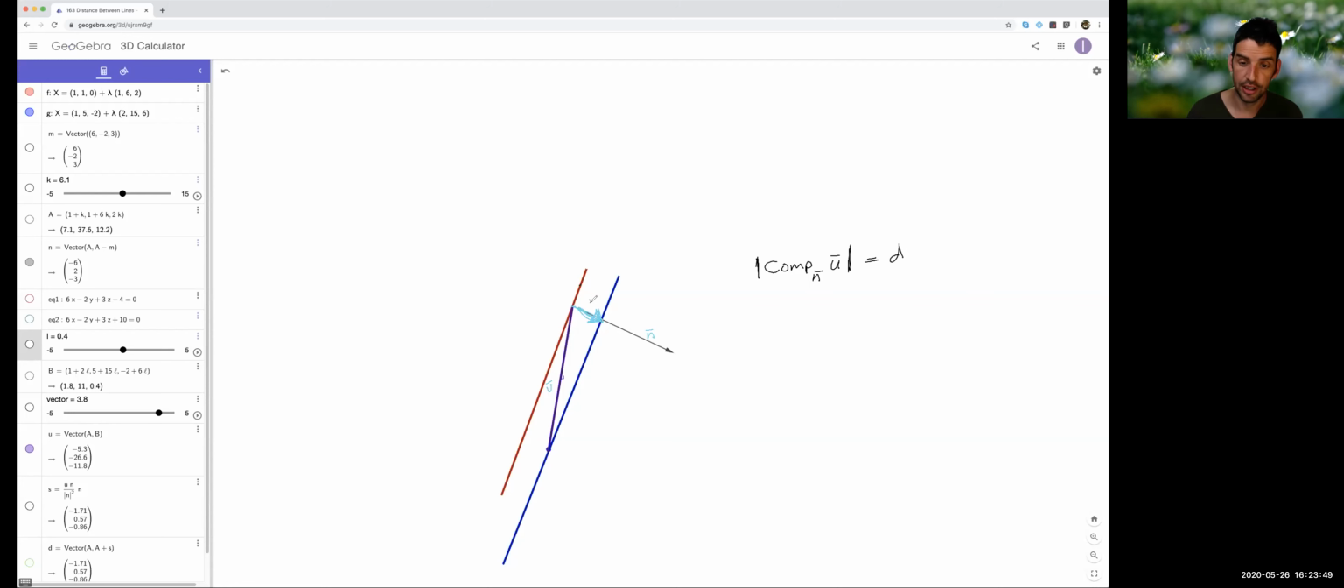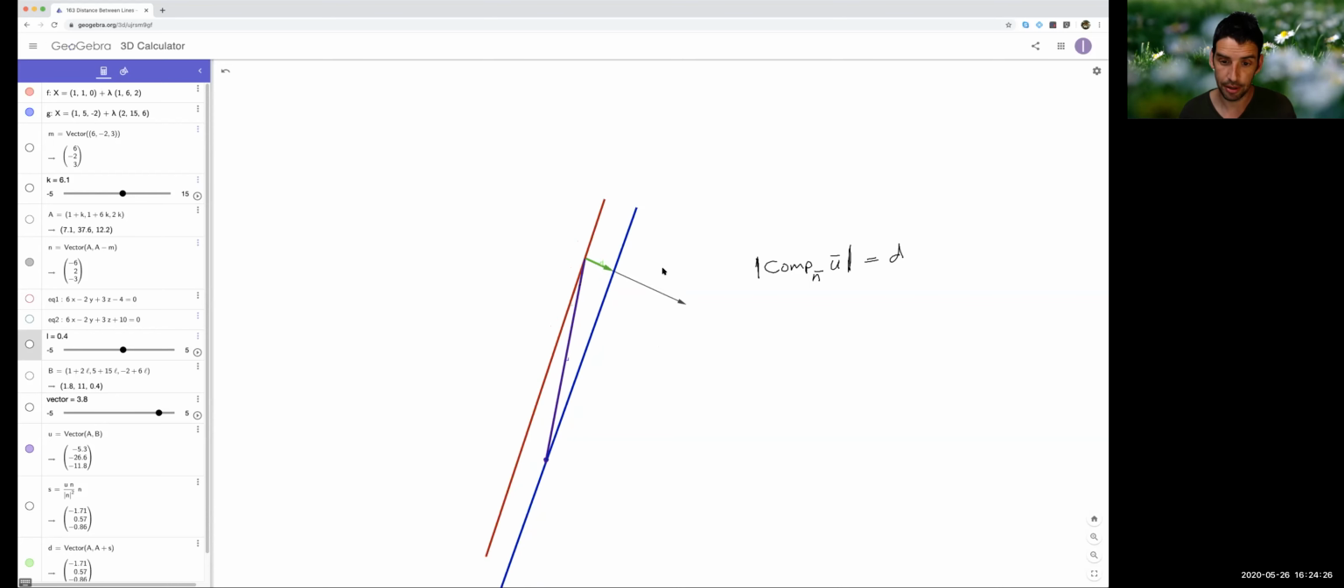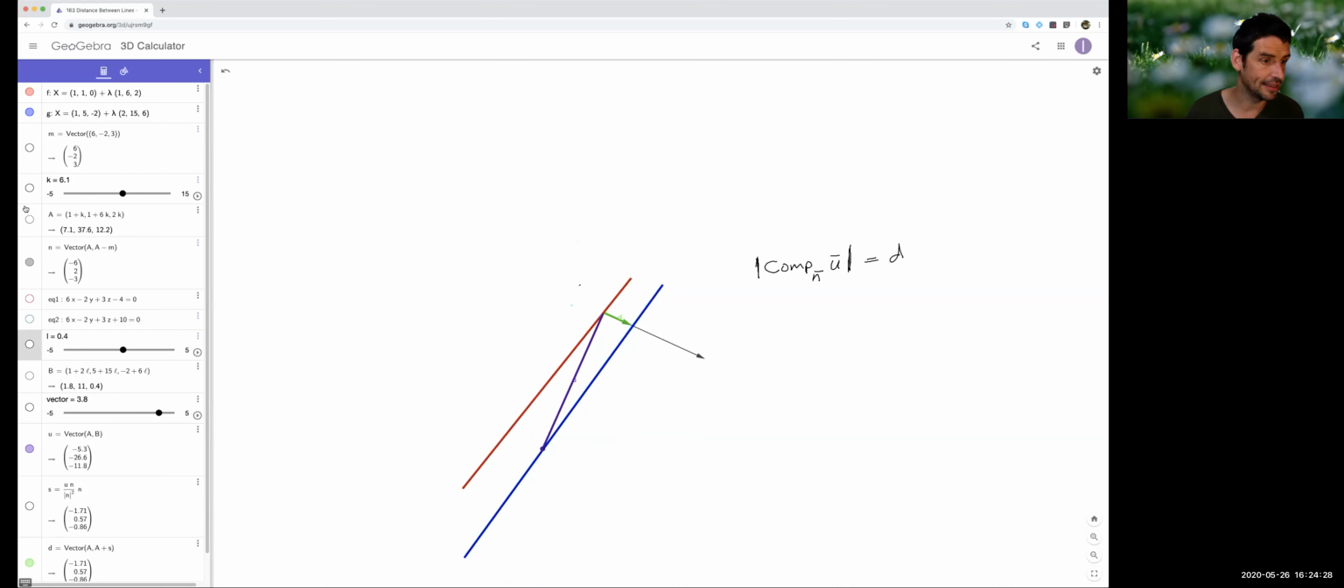And that's what I'm going to call the distance d between these 2 lines. So what that will look like, let me get rid of this. That will be that green vector there, the actual vector projection, and we'll take the magnitude of that vector. So that's the setup. Maybe it'll help to see it one more time with the planes in there.